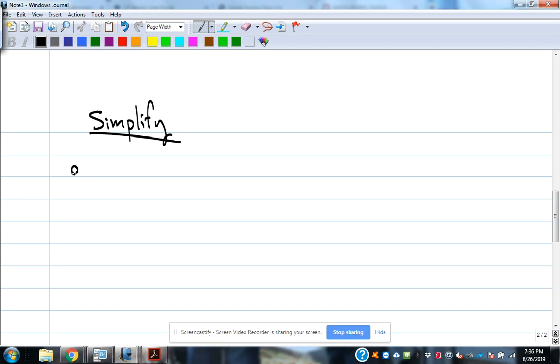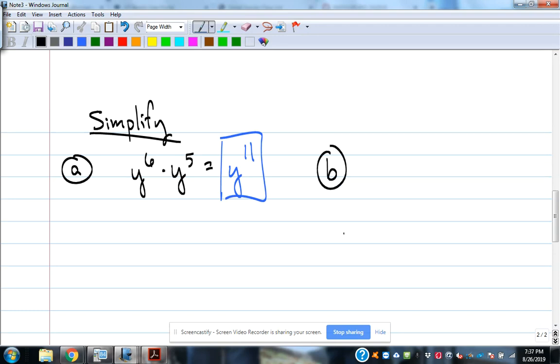So example A for this section, let's say we had y to the 6th times y to the 5th. Real simple one to start off with. Is the base the same? Yeah, they're both y's and they're multiplying. So the rule is you do what with the exponents? Add them. So it'd be y to the 11th.